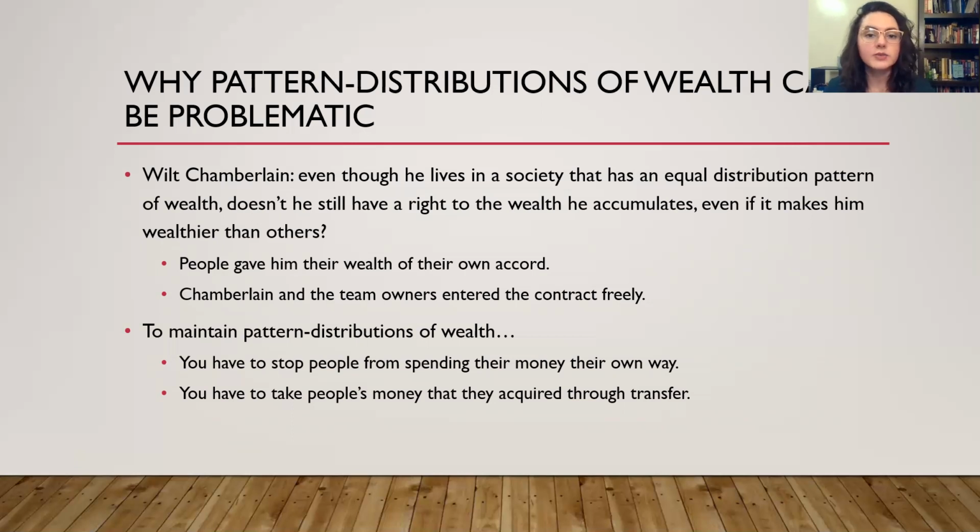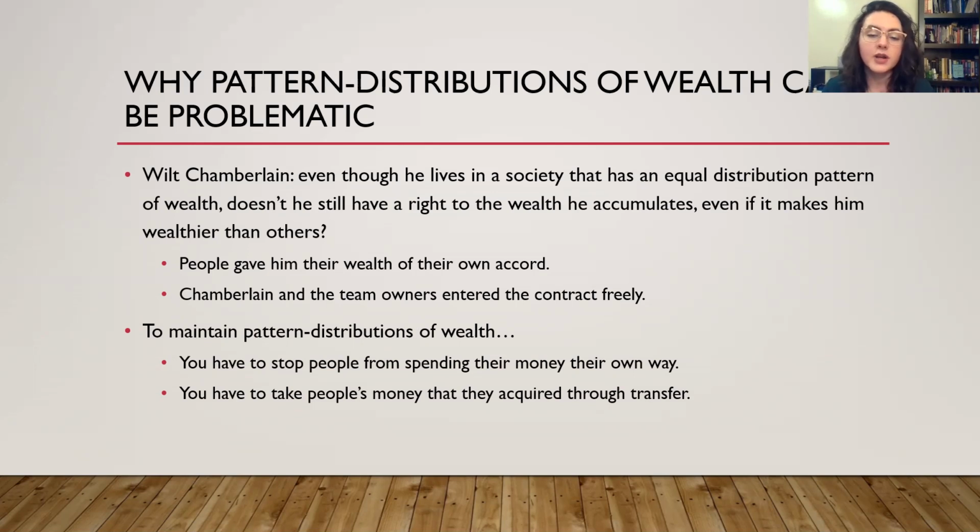And so the thought is, in a pattern distribution of wealth, is he entitled to this extra income? Is he entitled to have what he has? Even though he lives in a society that has an equal distribution pattern of wealth, doesn't he still have a right to the wealth he accumulates, even if it makes him wealthier than others? And here are two reasons that Nozick gives why we should think that Chamberlain is entitled to that extra money.